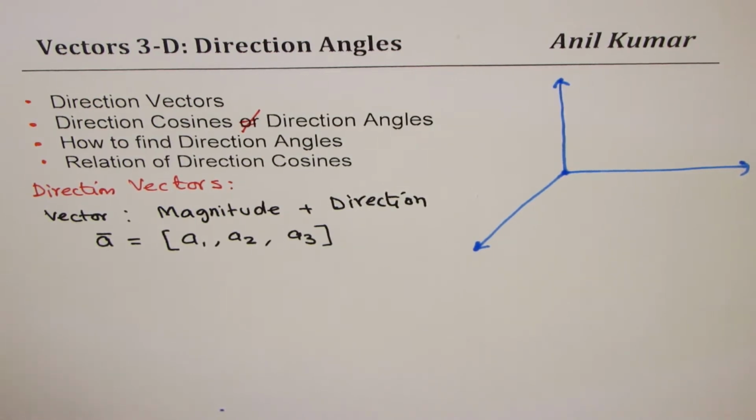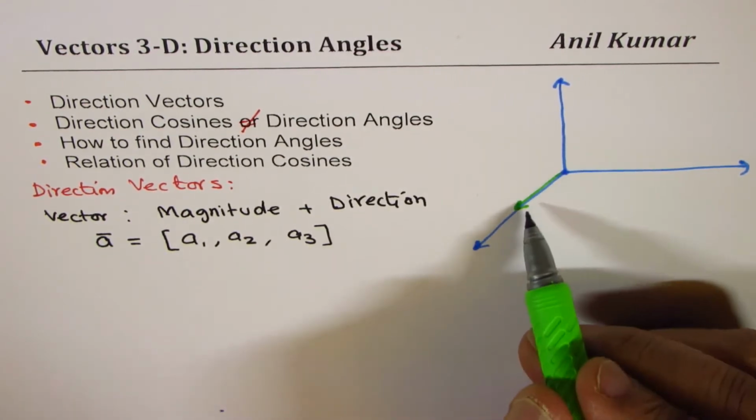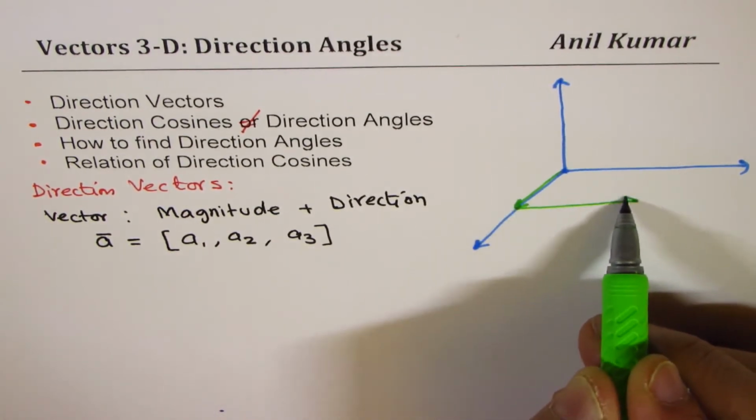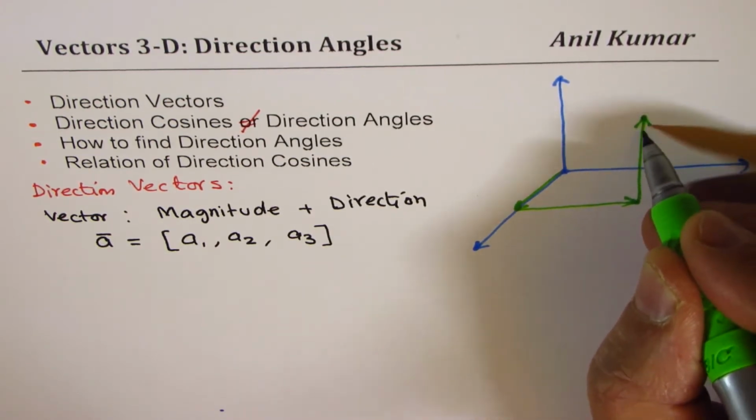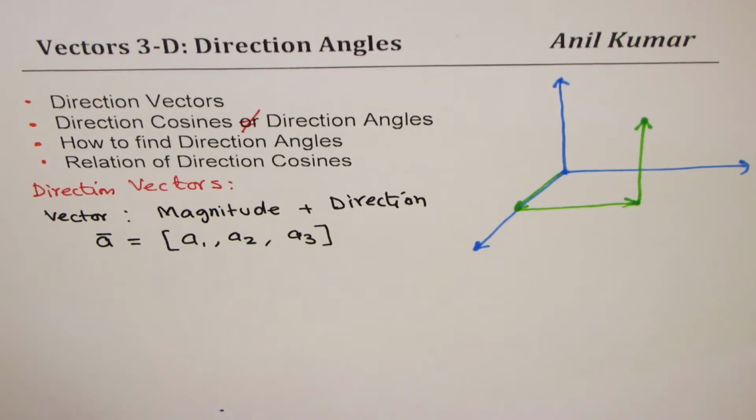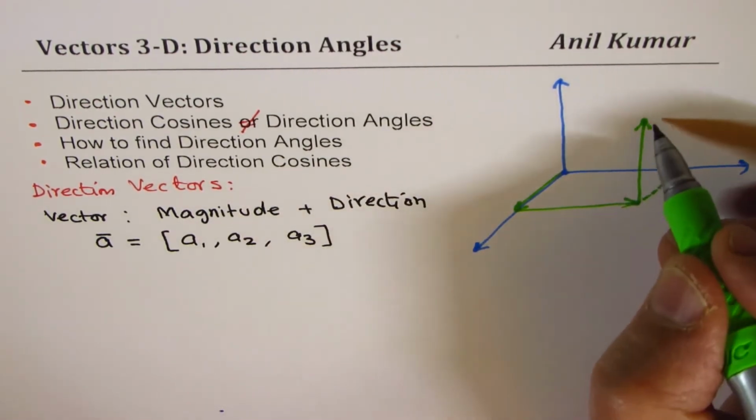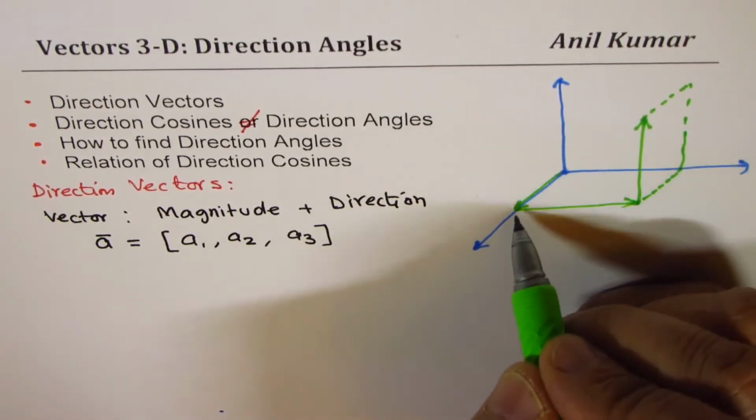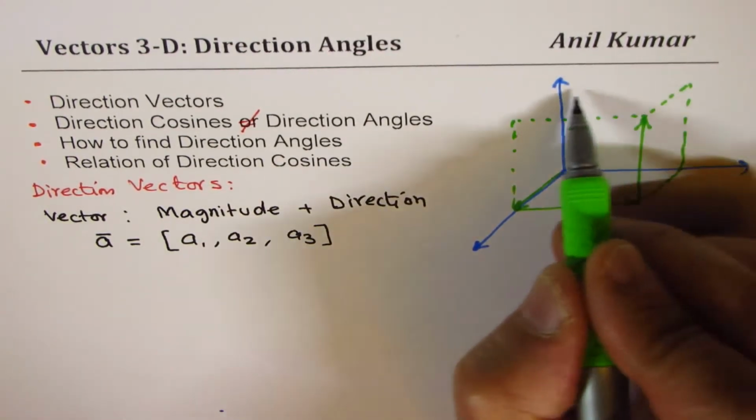Now, A1, A2, A3. Let's say A1 is kind of like this, the component along the x direction. A2 is, let's say, like this, the component along the y direction. A3 is kind of like this, the component along the z direction. You get an idea, right? If you have to really complete this box, you could first complete the base. Draw lines parallel, kind of like this. Let me just draw a few lines.